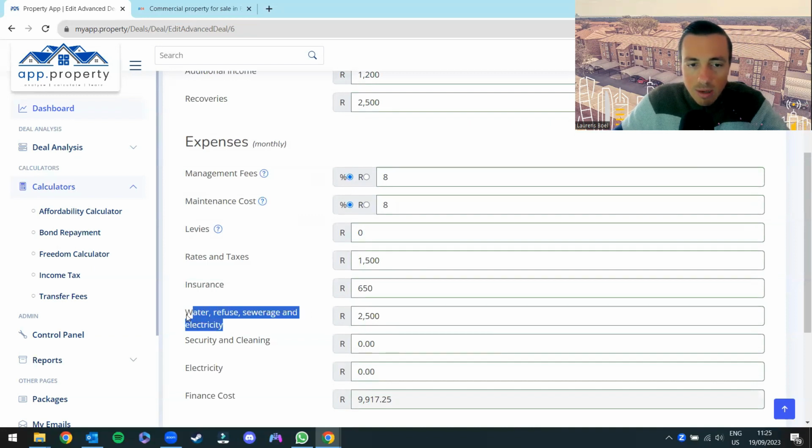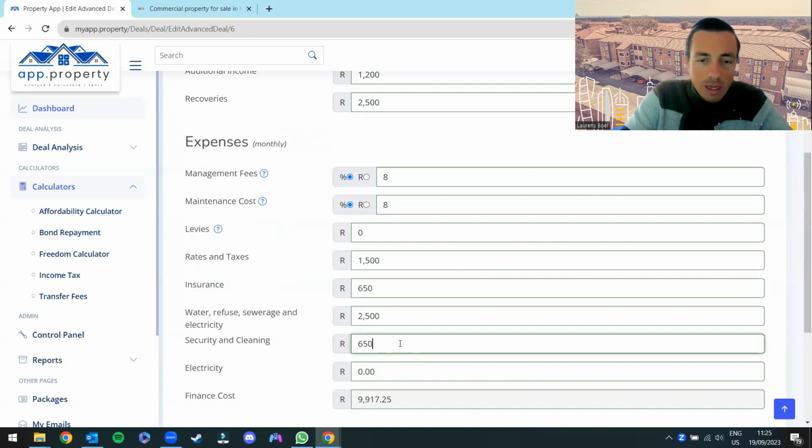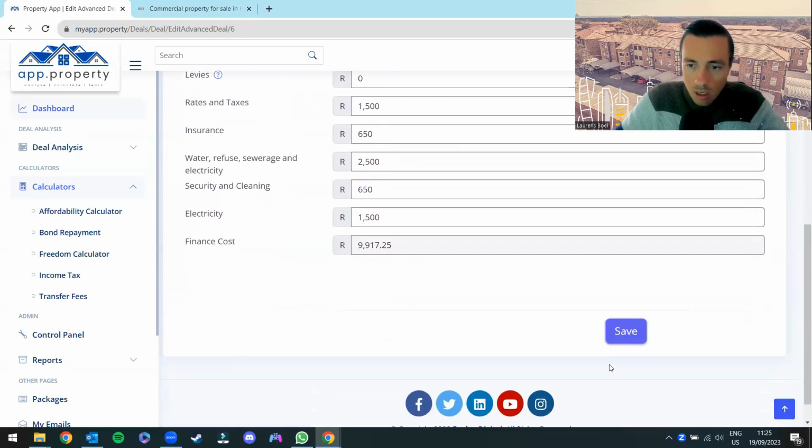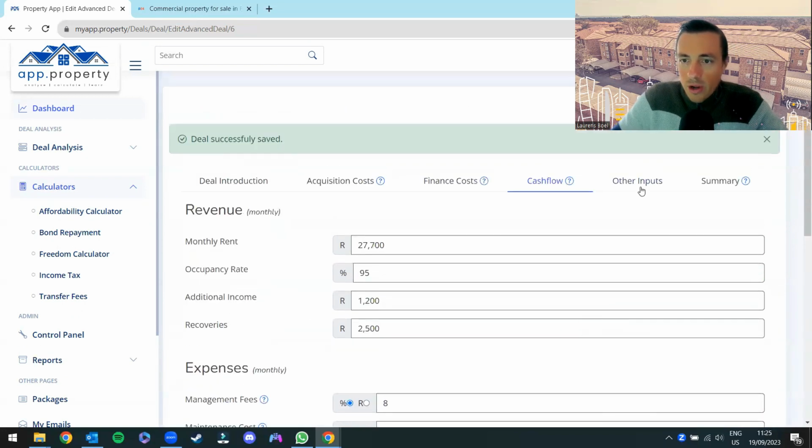As you can see here, this amount and this amount should equal, because these are consumption-based costs that we can pass on to our tenant. And then security and cleaning will be that, and electricity, let's make 1,500. Save. Now we go to other inputs.